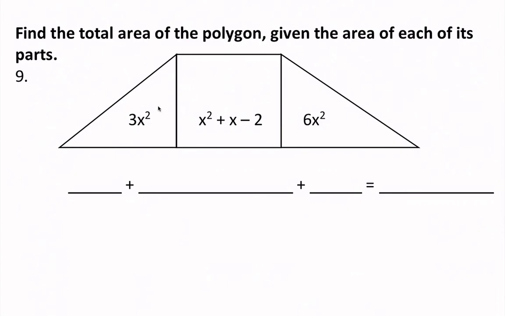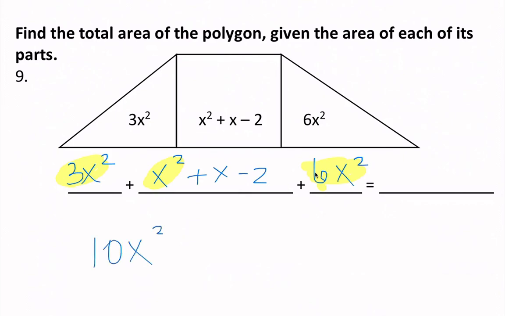This is the area of my first triangle, the area of my rectangle, and the area of my last triangle. So now we need to add those 3 areas together, which means I need to look for my like terms. So I have x squareds, x squareds, x squared. So I'm going to add those 3 numbers together. That's 3, 1, and 6, which together give me 10. So I have 10x squareds.